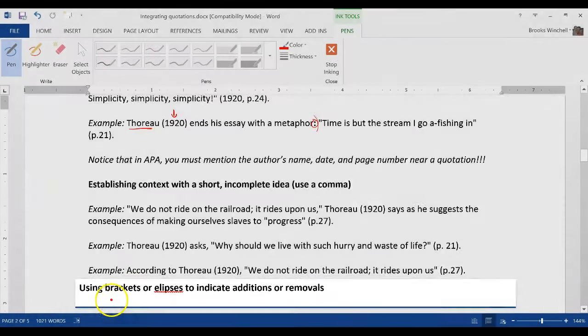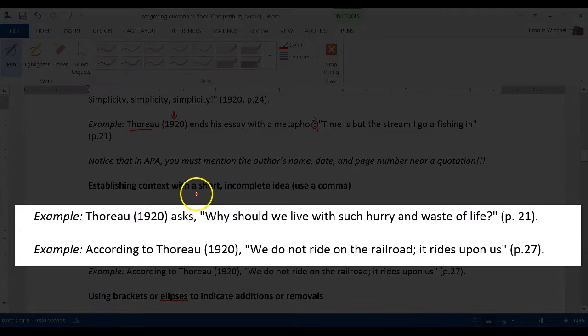So here's an example of a short idea to introduce a quote. So this is when you don't have a complete sentence to introduce your quote. Thoreau, 1920, asks, comma, "Why should we live with such hurry and waste of life?" And then here's the page number.